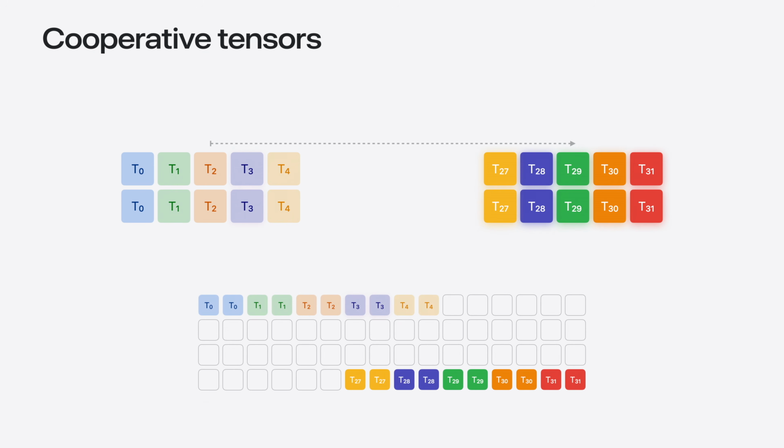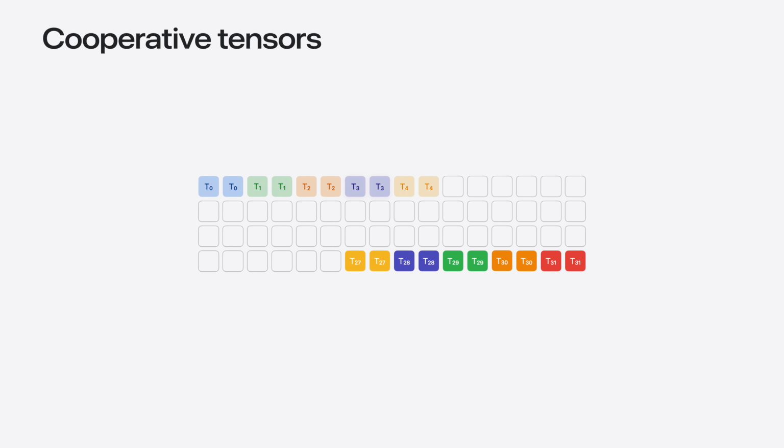Looking at this diagram, you can see how the elements are laid out. Thread 0 holds the first two elements shown in blue, thread 1 holds the next two elements in green, and so on. The data is interleaved across threads in a way that maximizes parallelism while keeping memory usage efficient.